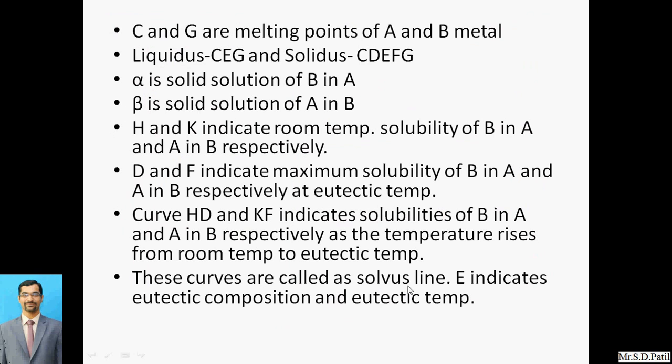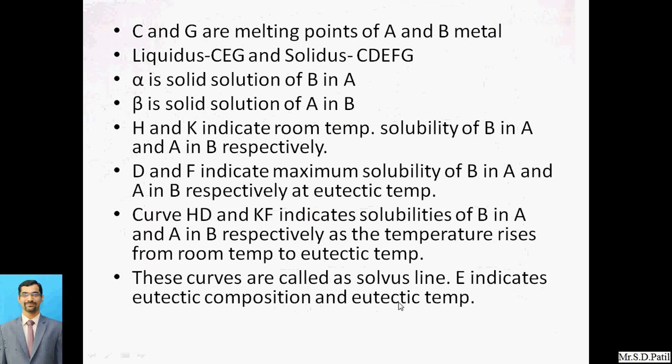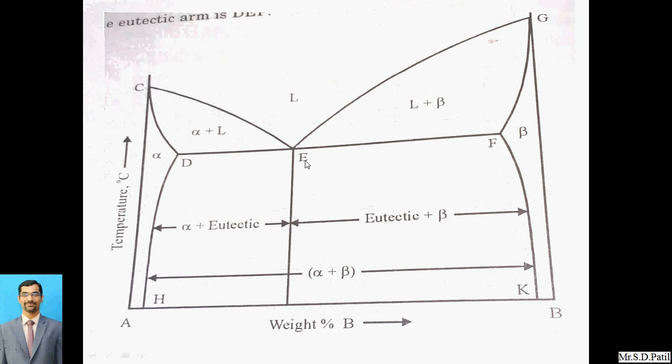These two curves are called solvus lines, and E indicates the eutectic composition and eutectic temperature. So whatever E is, it is indicating the eutectic temperature and eutectic composition. Here this particular diagram is divided into alpha plus beta, alpha plus eutectic, and beta plus eutectic.